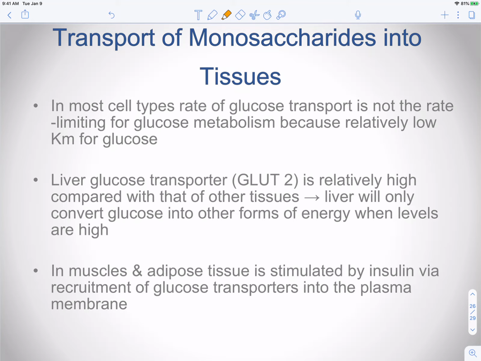You have different KMs for your glucose transporters. Your GLUT2 has a very high KM, and so the liver will only use glucose when levels of glucose in the blood are high. Muscle and adipose tissue, again, you have an insulin-dependent glucose transporter that has to be upregulated to the plasma membrane in the presence of insulin.